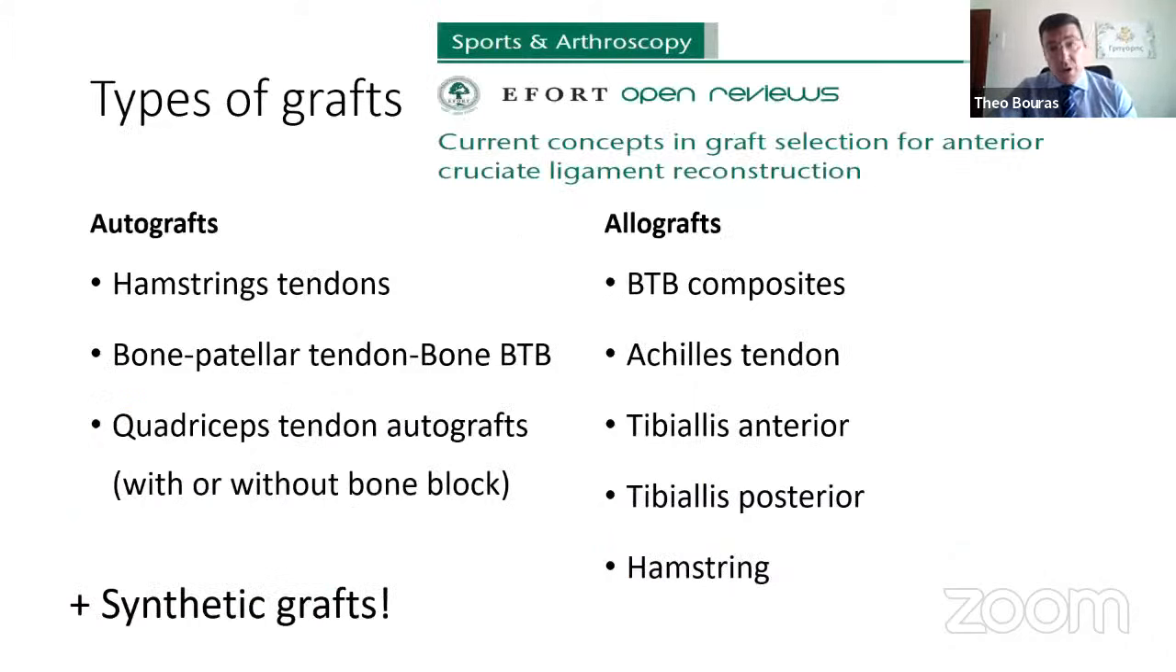Talking about grafts, which is our main issue today, which types of grafts do we have? Two main categories are the autografts and the allografts. The autografts are the hamstring tendon, the bone-patellar tendon-bone, and the quadriceps tendon autografts with or without a bone block. Allografts are the BTB composites, Achilles tendon, the tibialis tendons, anterior and posterior, and the hamstrings, mainly the semi-T. And there are the synthetic grafts. We'll talk about these at the end.